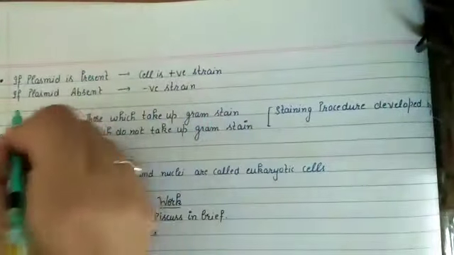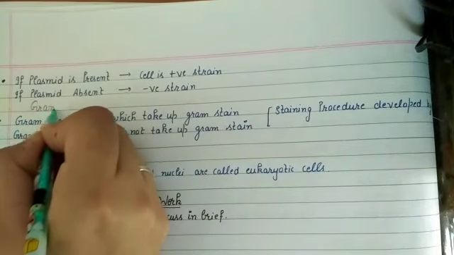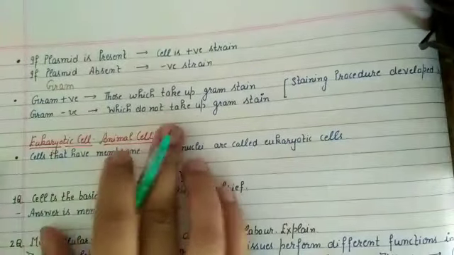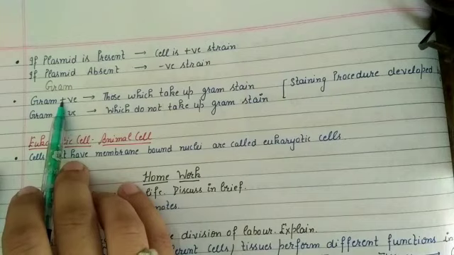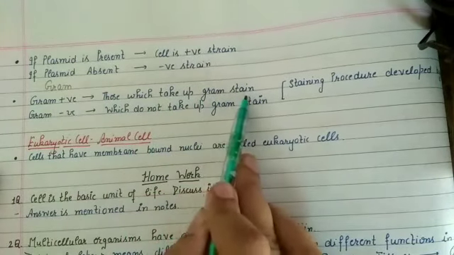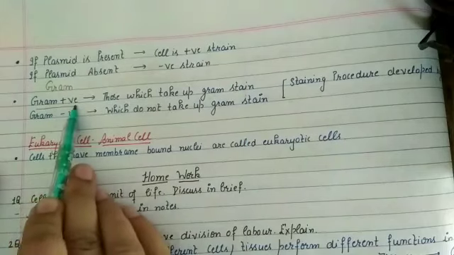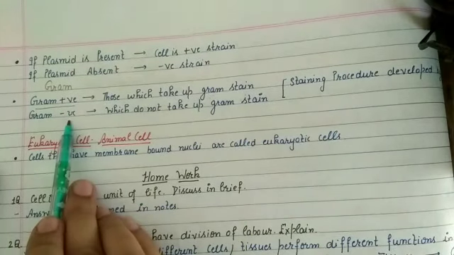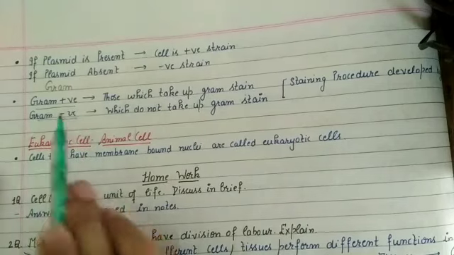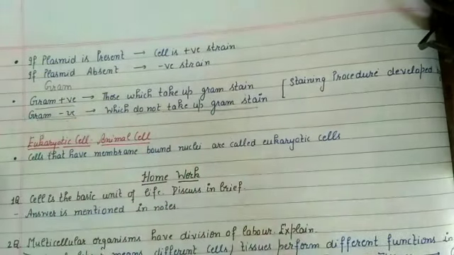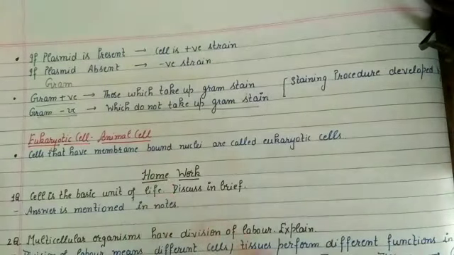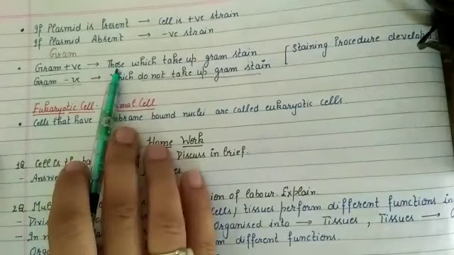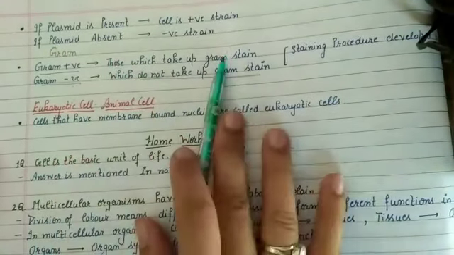Then there was another scientist called Gram. He showed that we can stain a prokaryotic bacteria. When you stain a bacteria, those which take up the Gram stain are known as Gram positive bacteria. Those which cannot take up the stain are known as Gram negative bacteria. So bacteria can be of two types, Gram positive and Gram negative. That was about the prokaryotic cell.